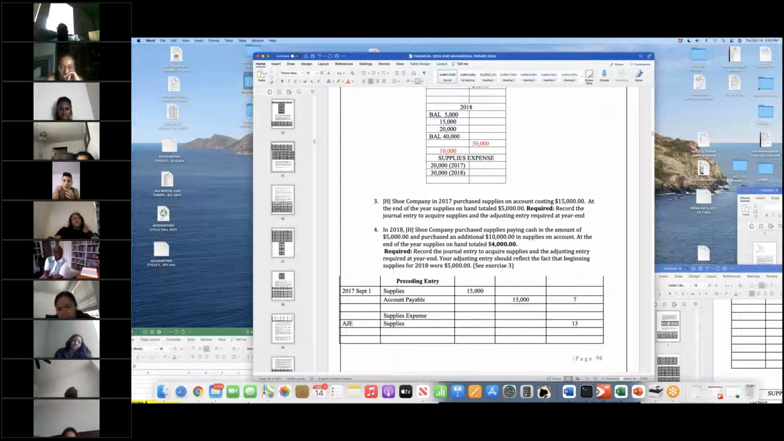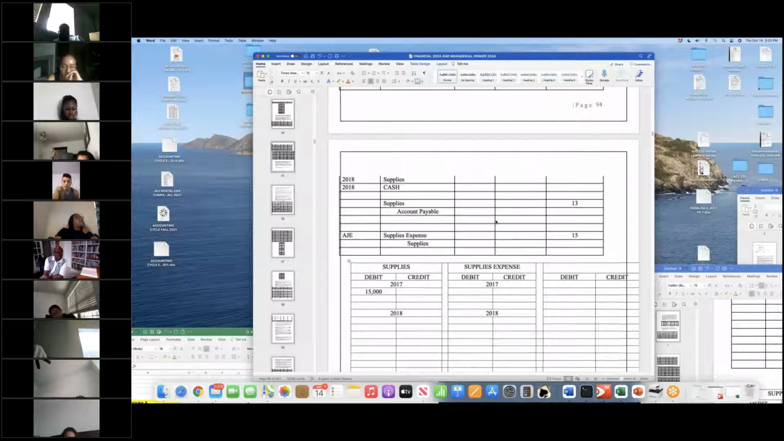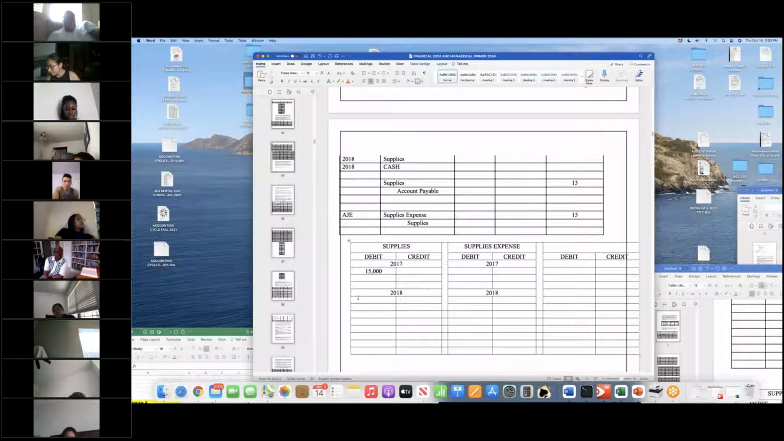What's our adjusting entry going to be for 2017? 10,000, because we're going to go to the T account and say that the balance that's going to carry over to 2018 is 5,000. So the AJE is the difference between these two numbers, which is 10,000. So we would debit supplies expense for 10,000 and credit supplies for 10,000.